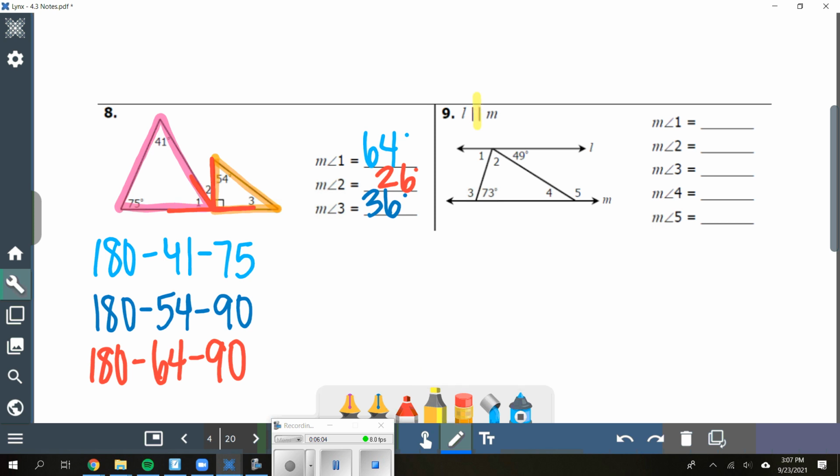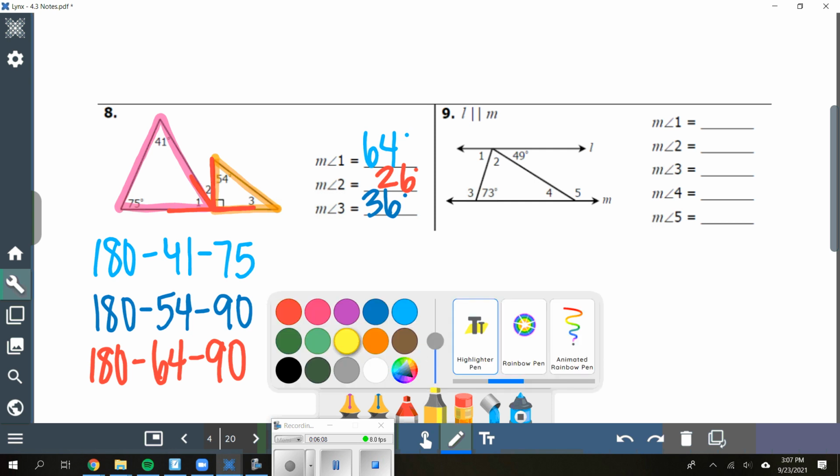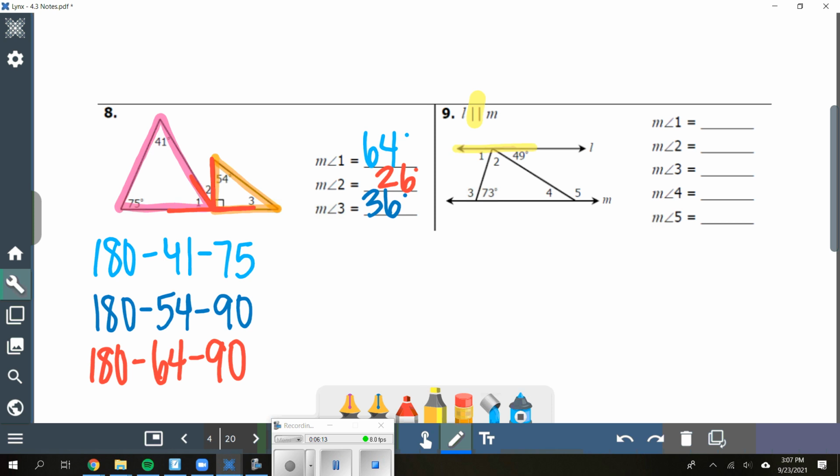Number 9 is simple, this symbol means parallel. Remember back to chapter 3. So those 2 lines, L and M, are parallel. Alright? First thing I notice I can start with is angle 3. Angle 3 and 73 form a line, so a linear pair. 180 minus 73 to get us angle 3, which is 107.